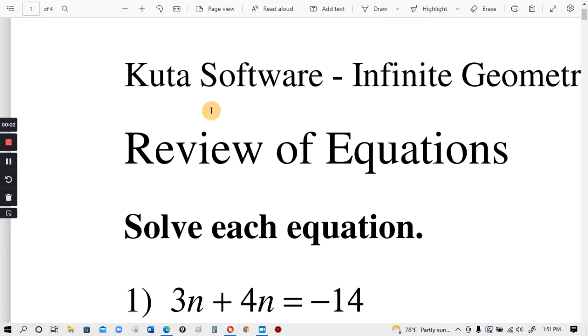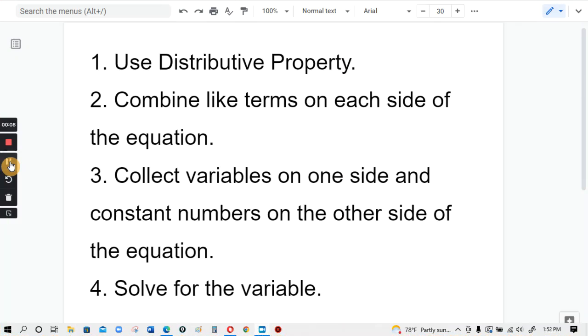This will be for the Kuta software worksheet review of equations. So there's a few basic steps involved for this worksheet. They don't always have to be in this order, but this is basically the order I suggest you use.